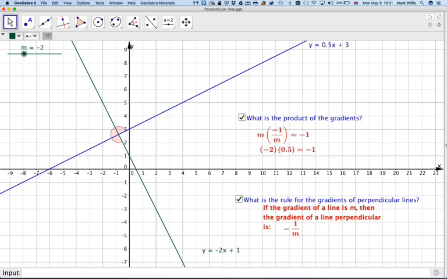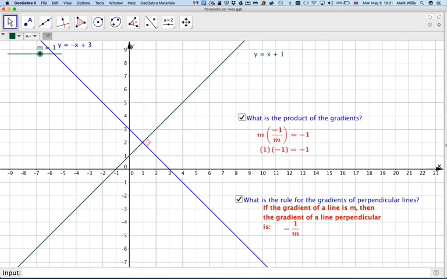So the general rule for parallel lines is that the gradients are the same, and if lines are perpendicular, then the product of their gradients is going to be -1.